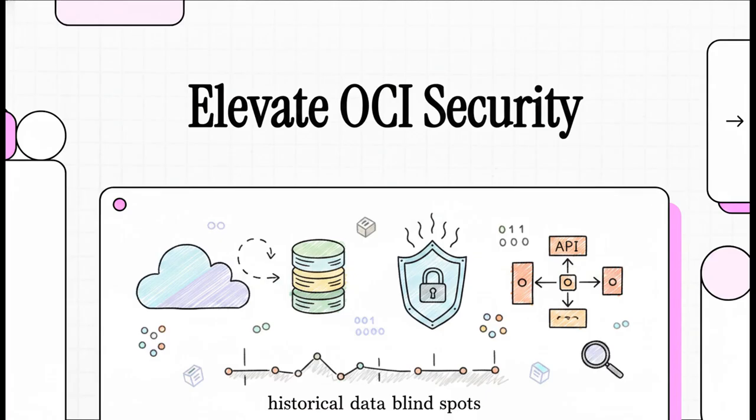A really slick architectural solution that pretty much every cloud, database, and IT ops pro needs in their back pocket. We're going to see exactly how to seriously level up your OCI identity security by recovering those pesky historical data blind spots using OCI Log Analytics and REST API ingestion. So let's jump right in.